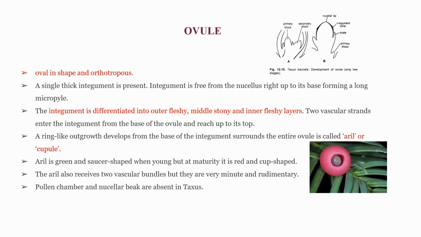A ring-like outgrowth develops from the base of the integument, surrounds the entire ovule, and is called the aril or cupule. Aril is green and saucer-shaped when young, but at maturity it is red and cup-shaped. The aril also receives two vascular bundles, but they are very minute and rudimentary. Pollen chamber and nucellar beak are absent in Taxus.